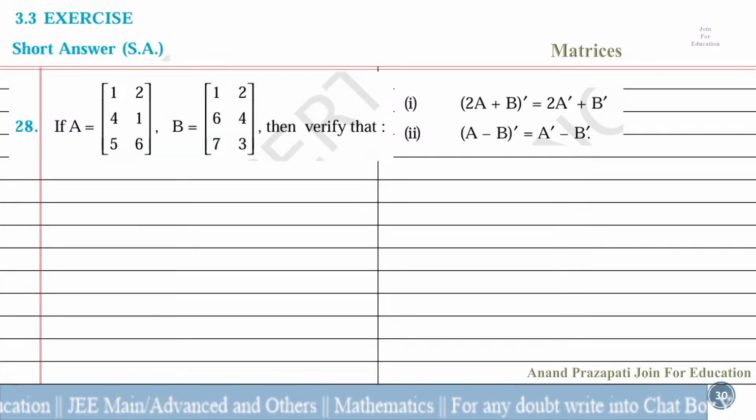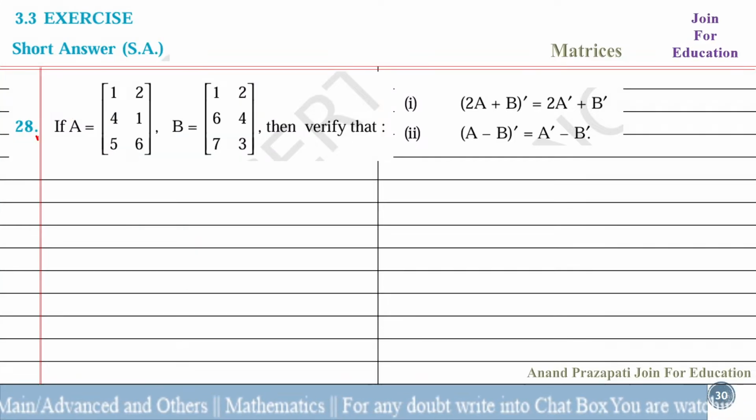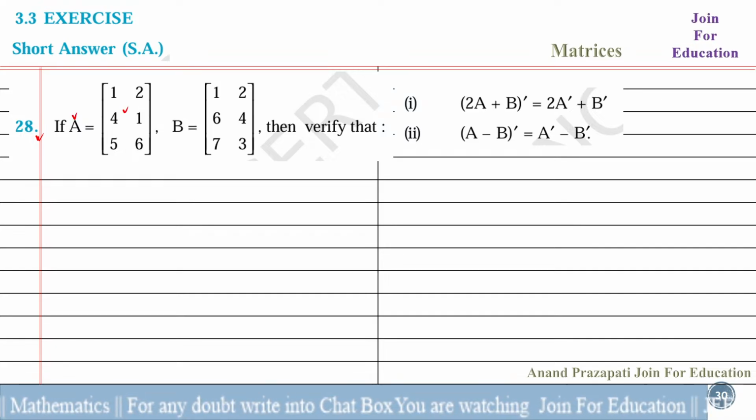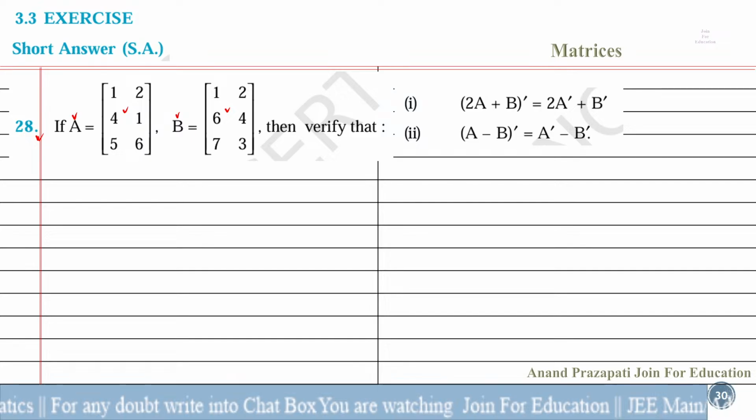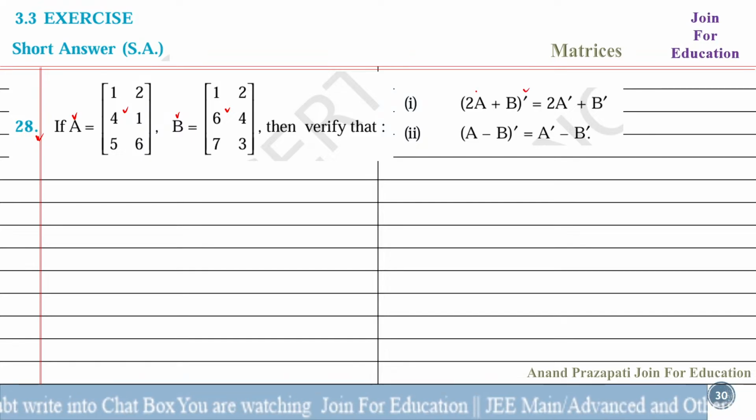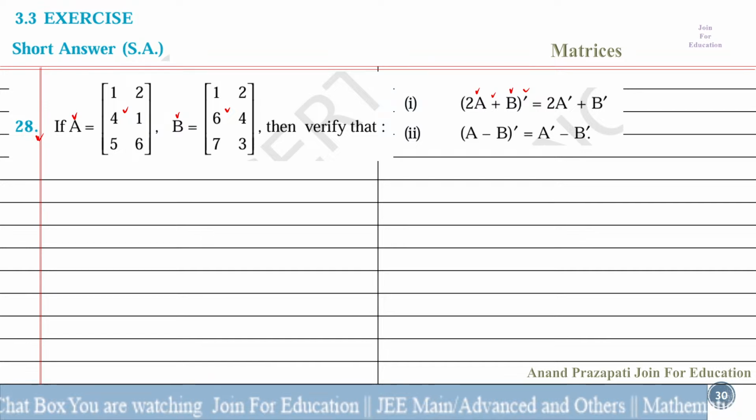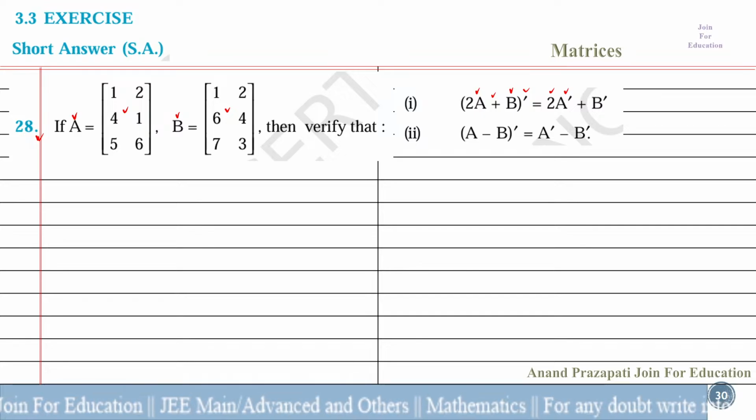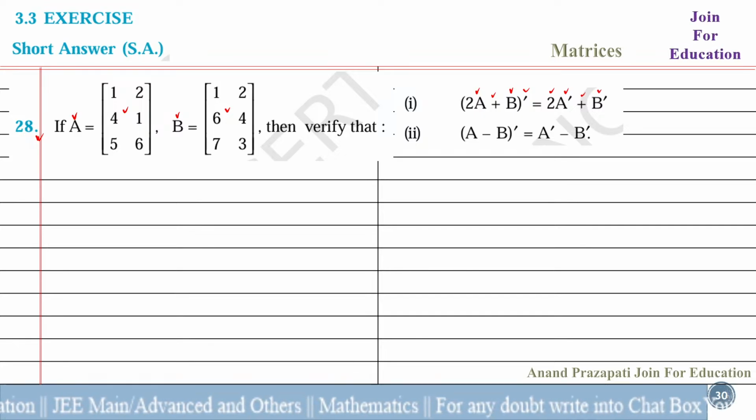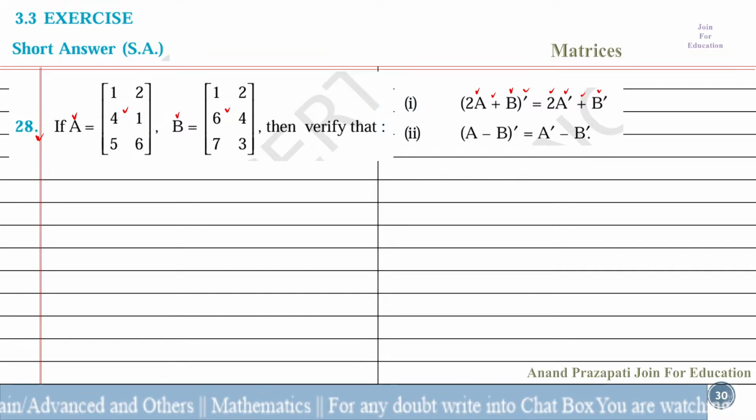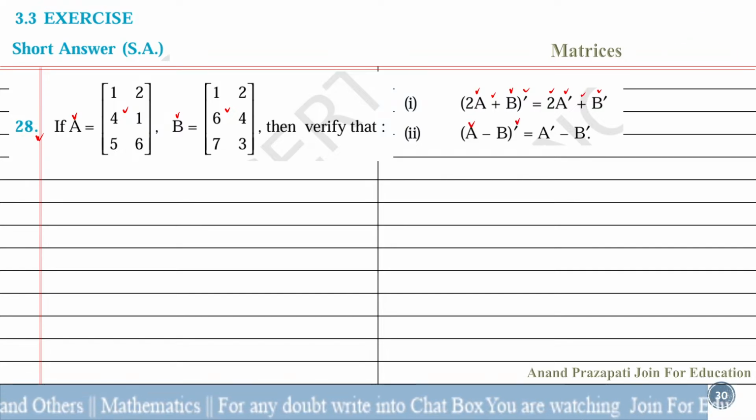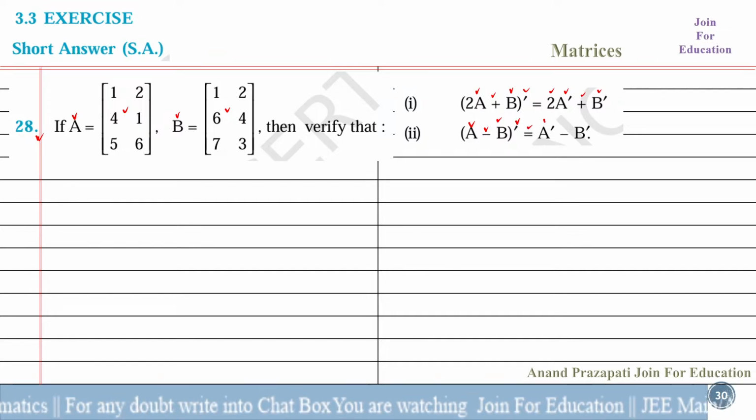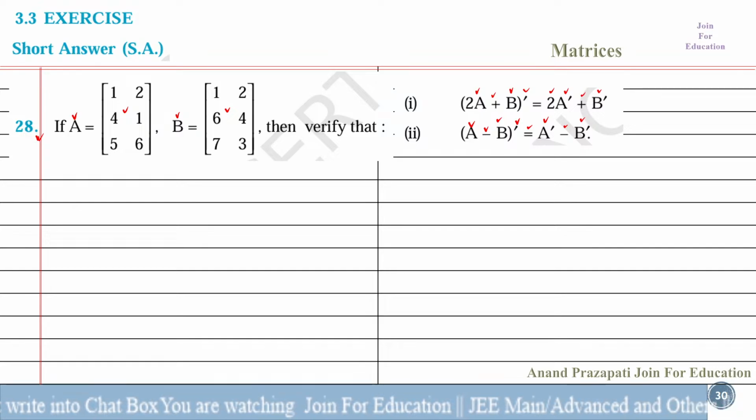Let's see question number 28. If matrix A equal to this one, matrix B equal to this one, then verify that transpose of 2A plus B equal to transpose of 2A plus transpose of B. Second, transpose of A minus B equal to transpose of A minus transpose of B. Let's see the solution.